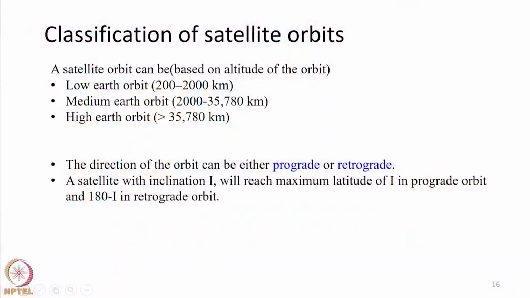Based on the altitude of the satellite above the earth surface at which it is revolving, we can classify the satellite orbits into three. One is low earth orbit, where the height of the satellite will be around 200 to 2000 kilometers above the earth surface. Then comes medium earth orbit, in between, 2000 to about 35,000 kilometers, and high earth orbit above a threshold of about 35,700 kilometers, or roughly 35,800 kilometers. So, this is based on the orbital height above the earth surface.